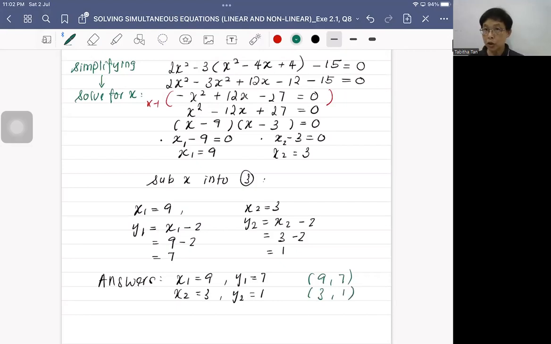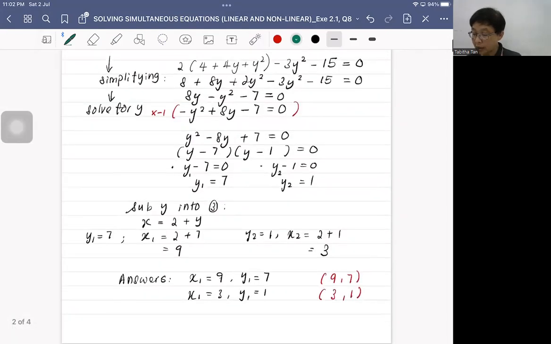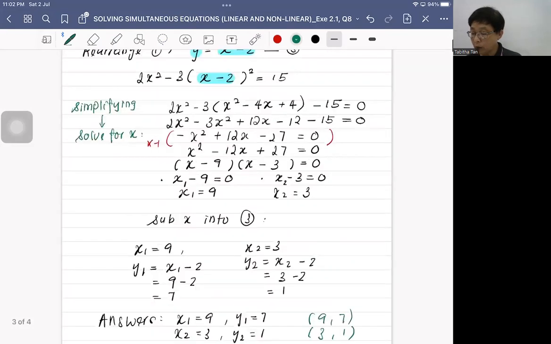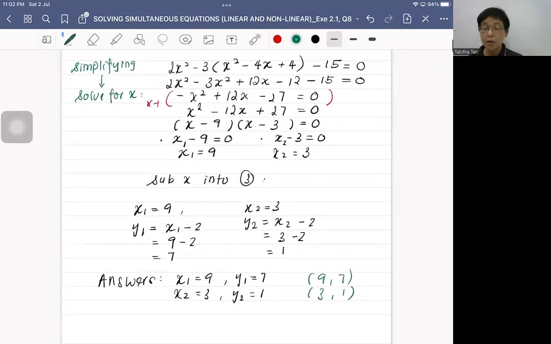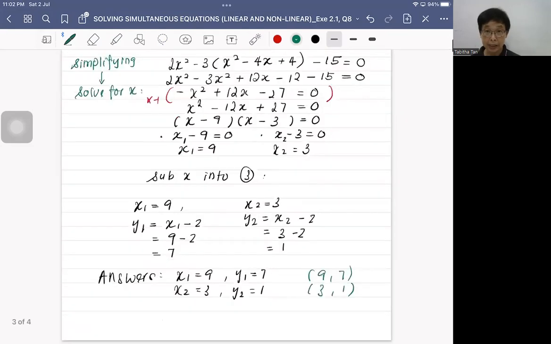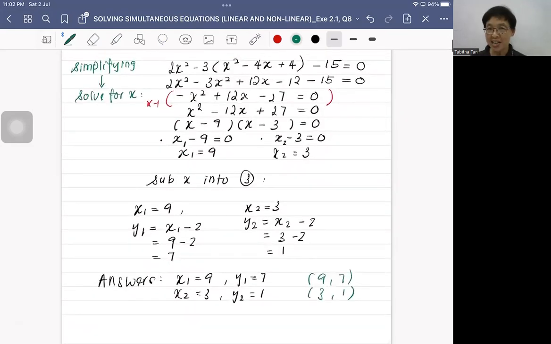And let's double check. Let's turn to the other page. We got (9, 7) and (3, 1). So you see what a great assurance. Either way of elimination, you arrive at the same answers. And here we go. Let us confirm with the graphical evidence. Do we get the correct answer?